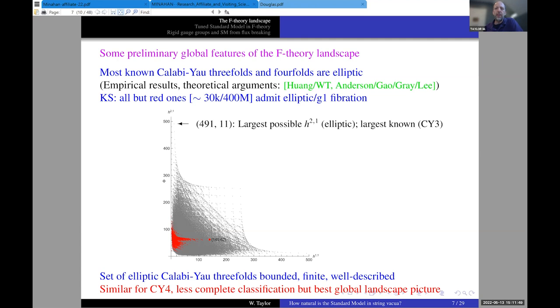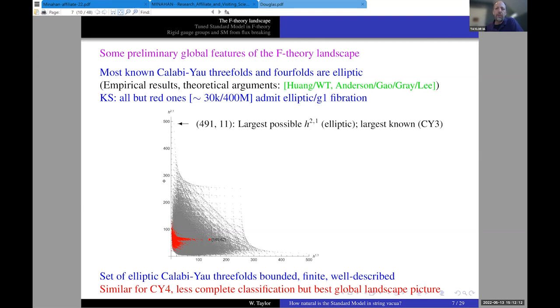And in recent years, we have come up with more and more evidence and stronger analytic arguments that in fact, almost all Calabi-Yau threefolds and fourfolds are in fact elliptic. This was found by this group from Virginia Tech. Anderson, Gao, Gray, and Lee have found strong evidence for this among the complete intersection Calabi-Yau manifolds.